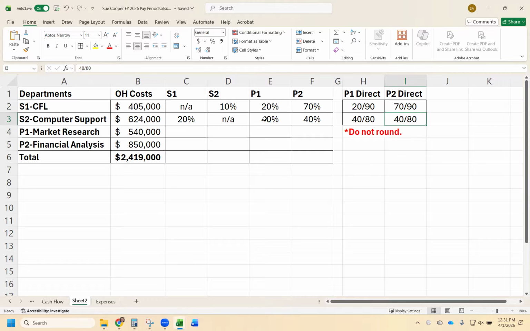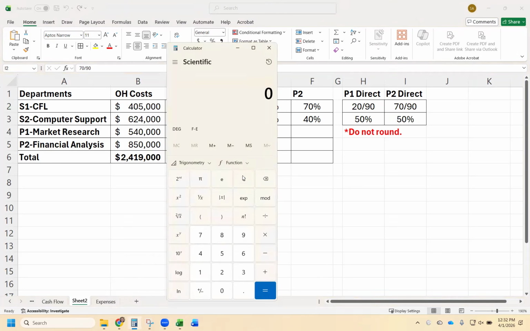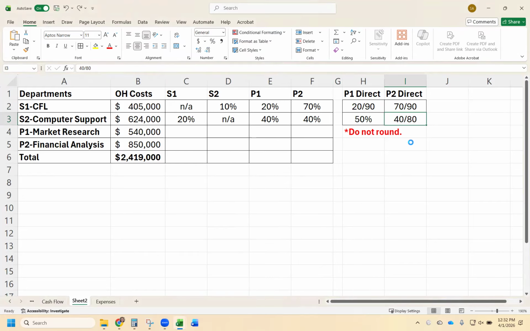The second service center here, we have 40 and 40. So for P1, it's 40 over 80, and for P2, it's also 40 over 80, and those will essentially be 50%. So for these two, it's fine if we round because there is no amount that needs to round off. But on the first ones, for Service Center 1, if you do 20 divided by 90, you get 0.2 repeating. And for 70 divided by 90, you get the same thing, but it's 0.87 repeating. So those are fractions. I'll put them all as fractions so you can see how I got the answer.